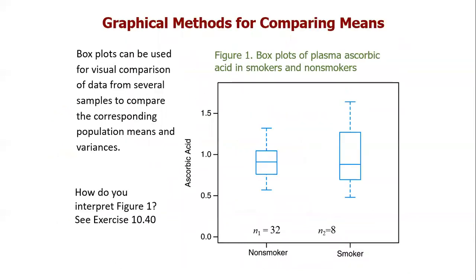Remember, we were talking about the box plots in the first lecture. This is the box plot for two different data sets, where the amount of ascorbic acid in their blood is measured. There are 32 non-smokers. This is the average of them. This is the box. This is Q1, and this is Q2, the median. And this is the max and this is the minimum.